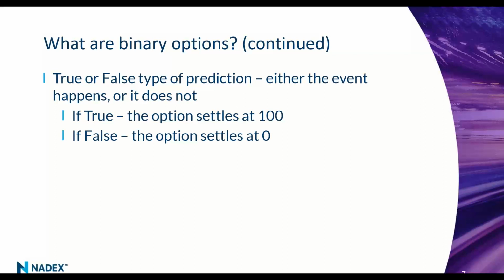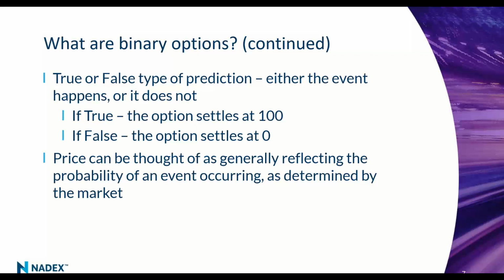And if the answer to the question is yes, so it's true, the contract will eventually settle at 100. It'll go to 100. If it's false, it will go to 0. And that actually represents dollars too. So a binary option at Nadex is always $100. So when you're trading a binary option, the way that you can think of it is at that moment in time, what is the probability of that event being true? And that is what the market is pricing.